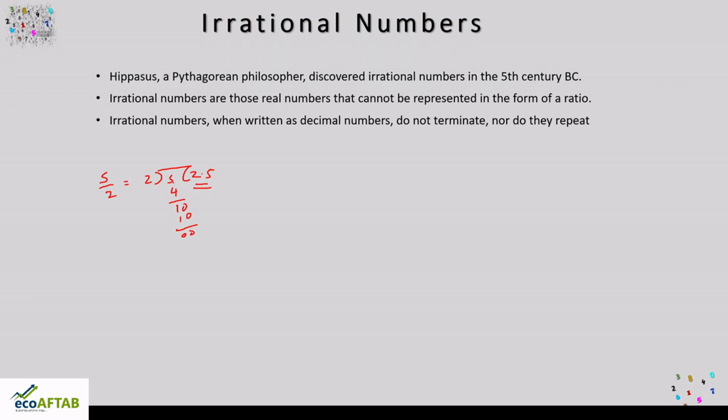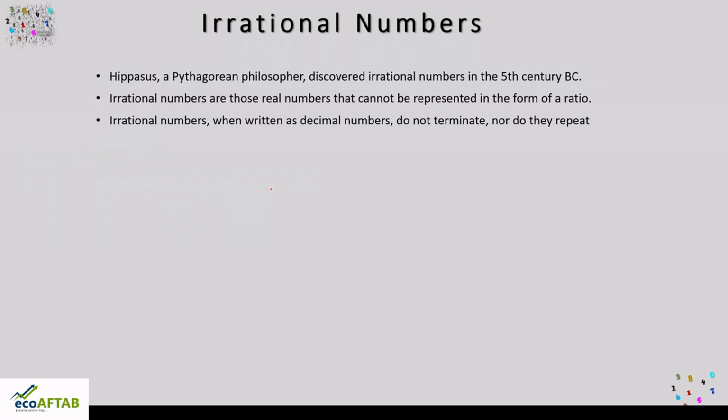So the first example that we saw was 5 by 3. The answer was 1.666 and this is 0.4. So this particular feature is called recurring, and this is terminating. So irrational numbers are those numbers which don't reoccur and which won't terminate.